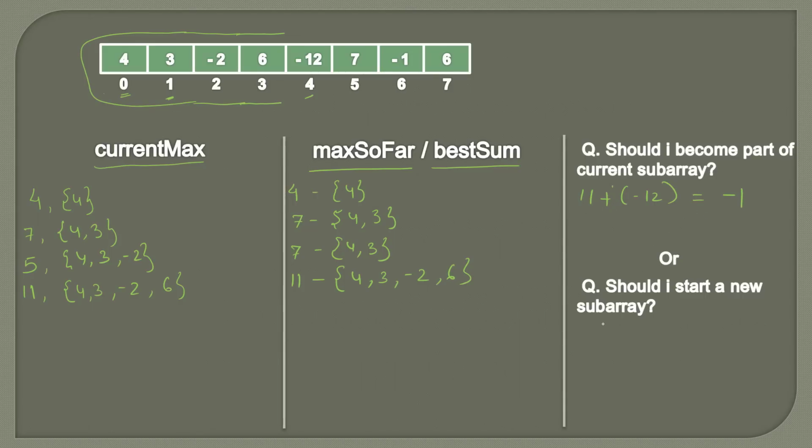Or it decides should I start my new subarray. So if it starts its new subarray, the sum would be -12. So -12 sees that okay, -1 is greater than -12. So it's better I should become part of the current subarray. So here now our current max become -1 being formed like this. But this -1 is very much less than 11. So max so far will remain the same.